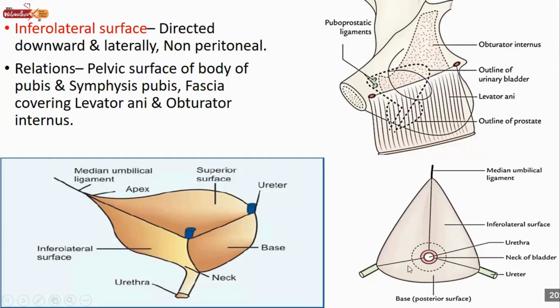If you look from the inferior aspect of the bladder, you can see on either side the inferolateral surface. In between there is an anterior border. On either side, you can see the entry of the ureter. And in between these two, there is the line that you can see here. This is the posterior border.